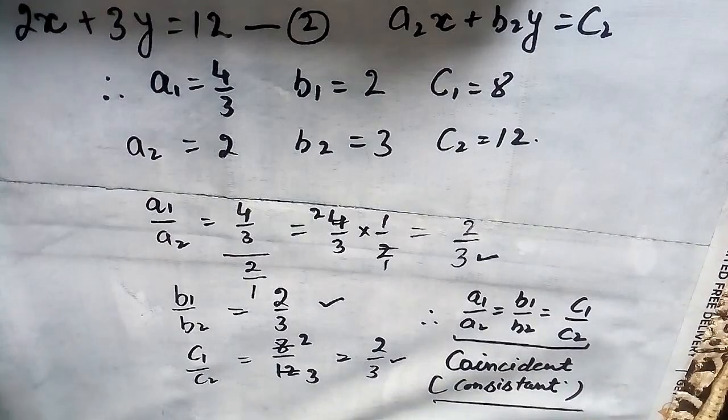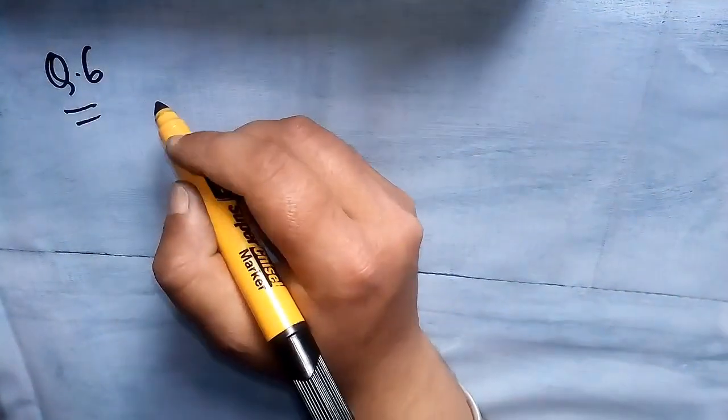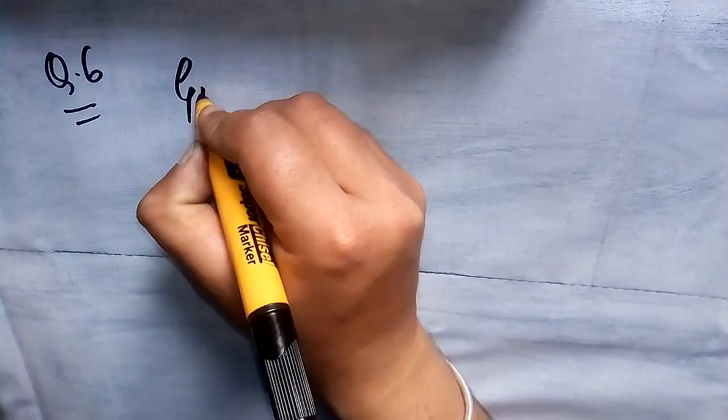Now let us see one more question, that is question number 6. Given the linear equation 2x plus 3y minus 8 equals to 0, write another linear equation in two variables such that the geometrical representation of the pair so formed is intersecting lines, parallel lines and coincident lines. So you know that it is question number 6 of your NCERT book.